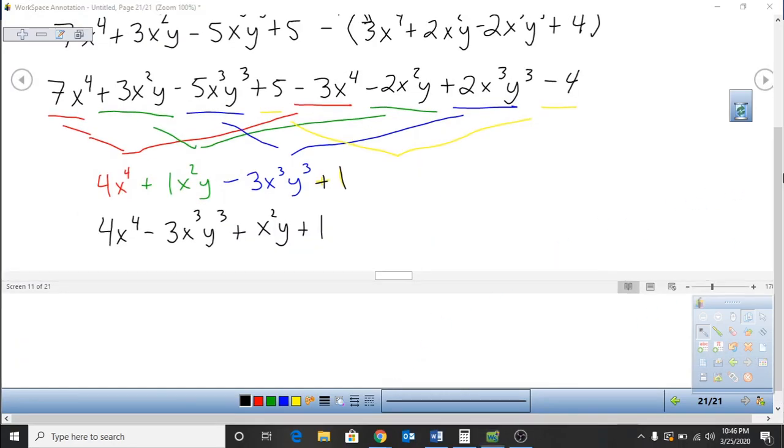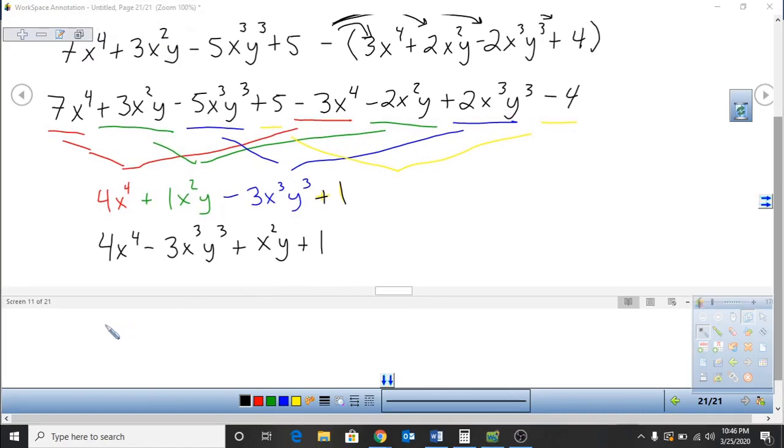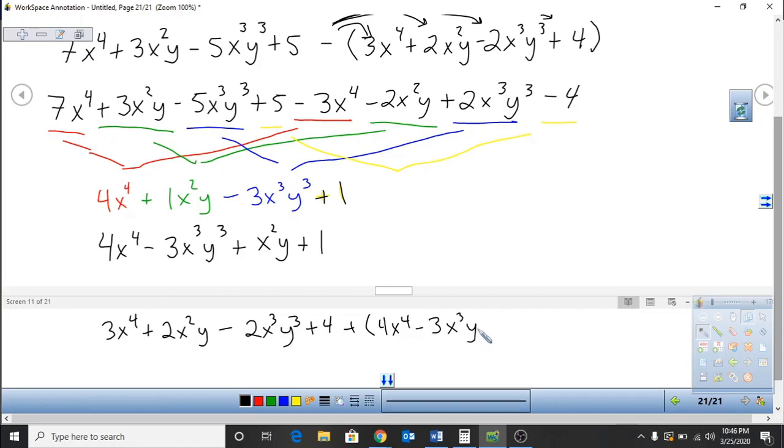So if I take this addend, hopefully enough space here, I'll just take this addend up here. So I have 3x to the 4 plus 2x squared y minus 2x cubed y cubed plus 4, and I'm going to add it to this one over here. Now again, I'm going to keep this together, but since I'm adding, it's not really going to change much. So I just want to verify, right? It's always good to double check.